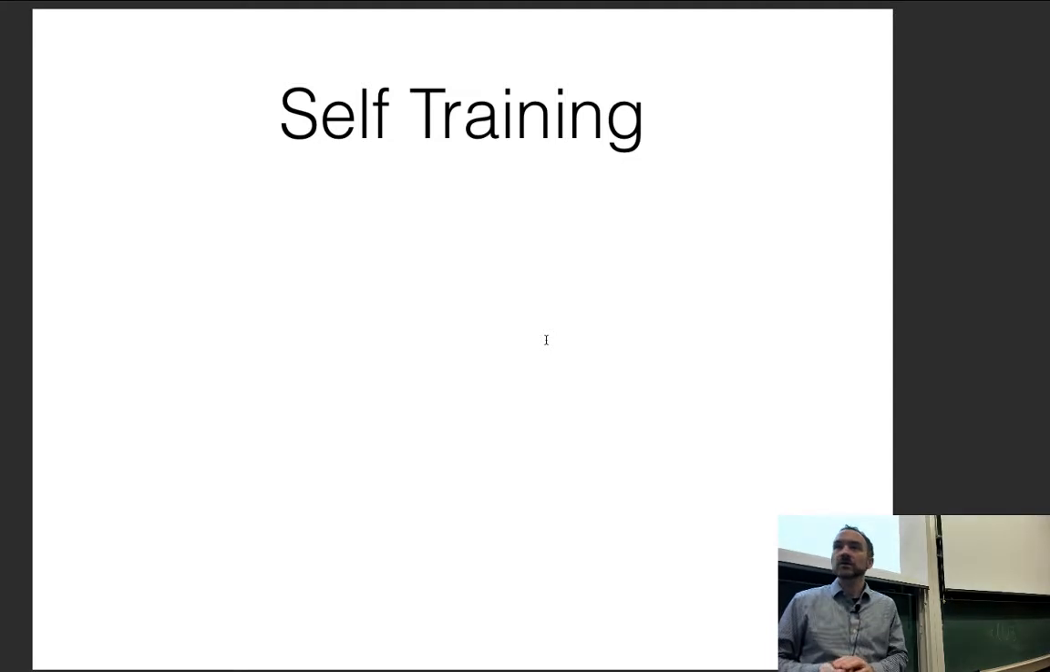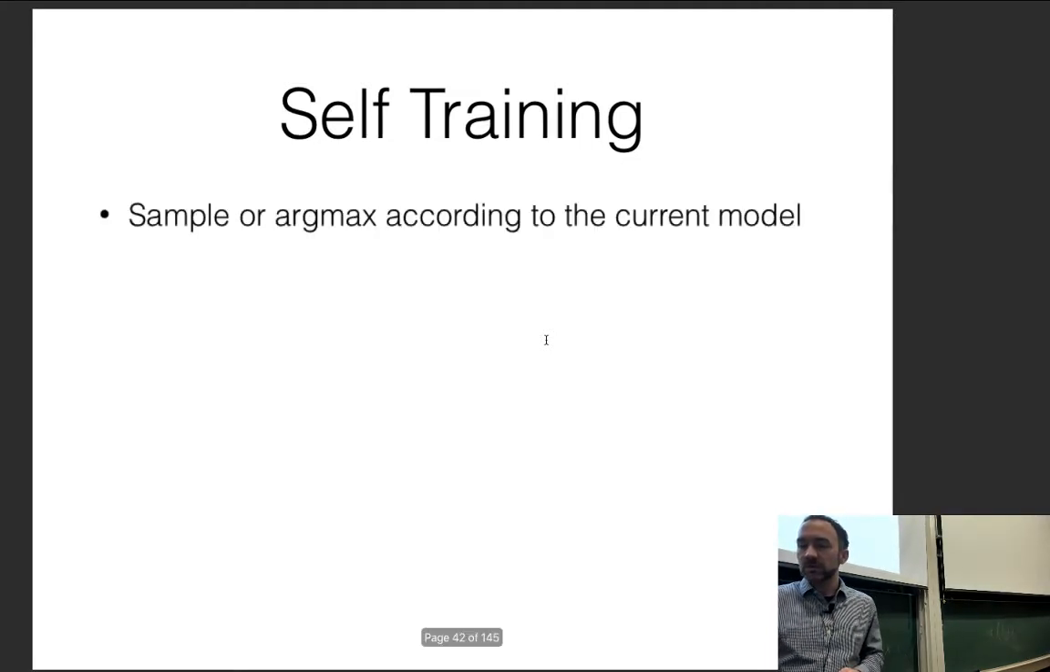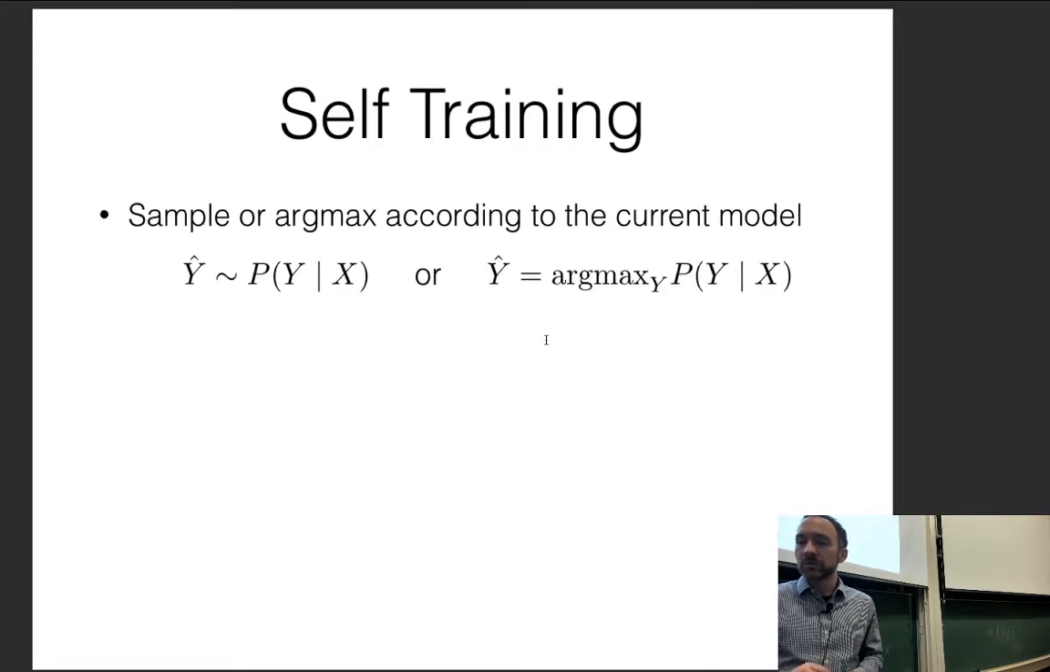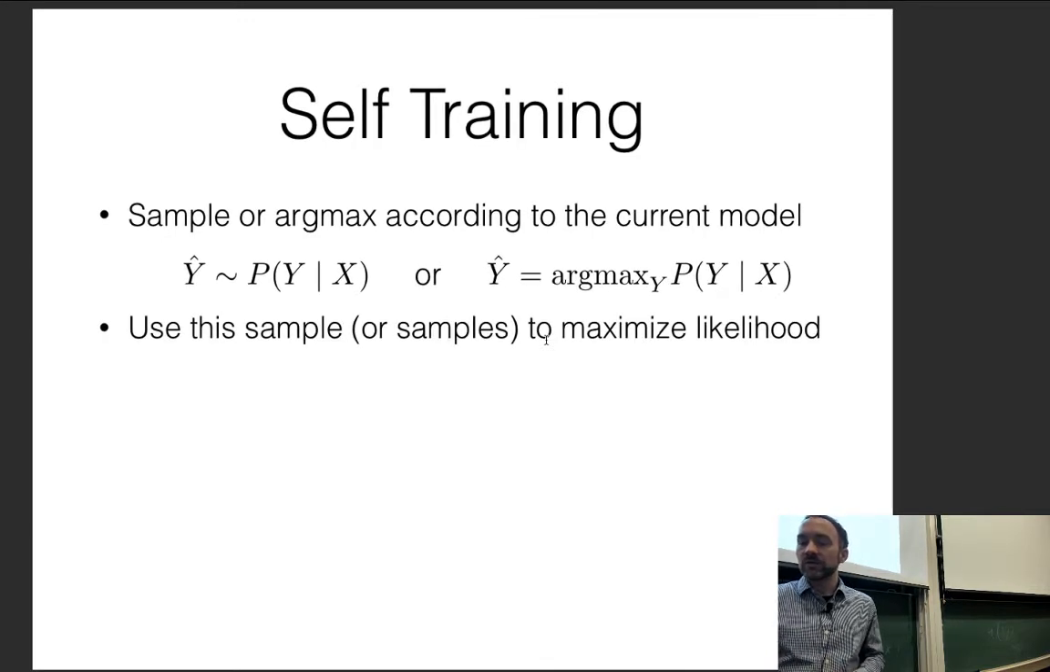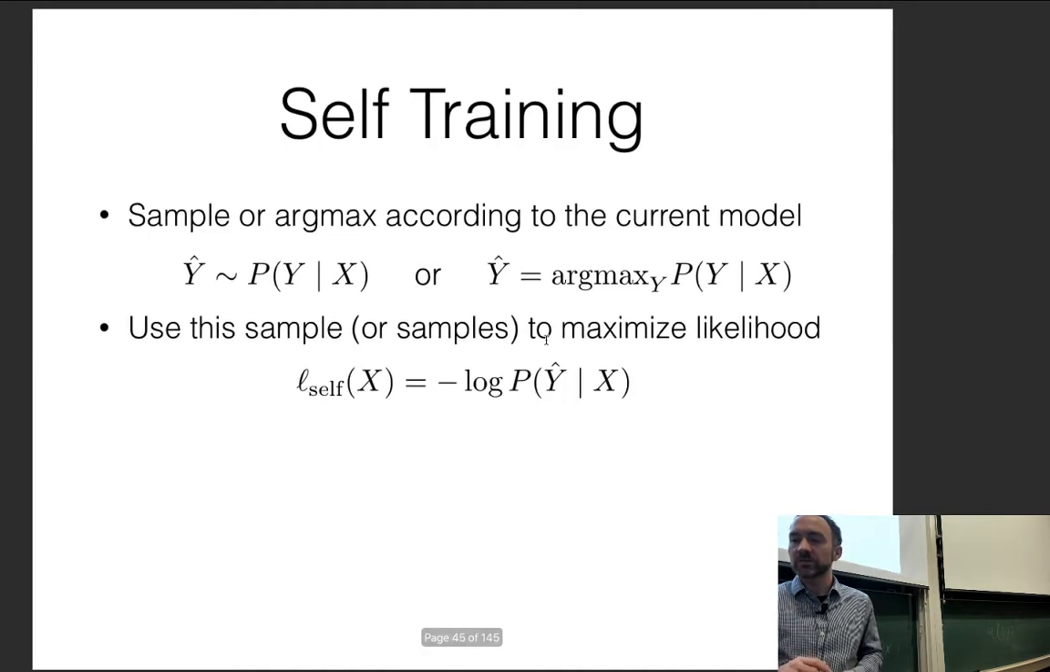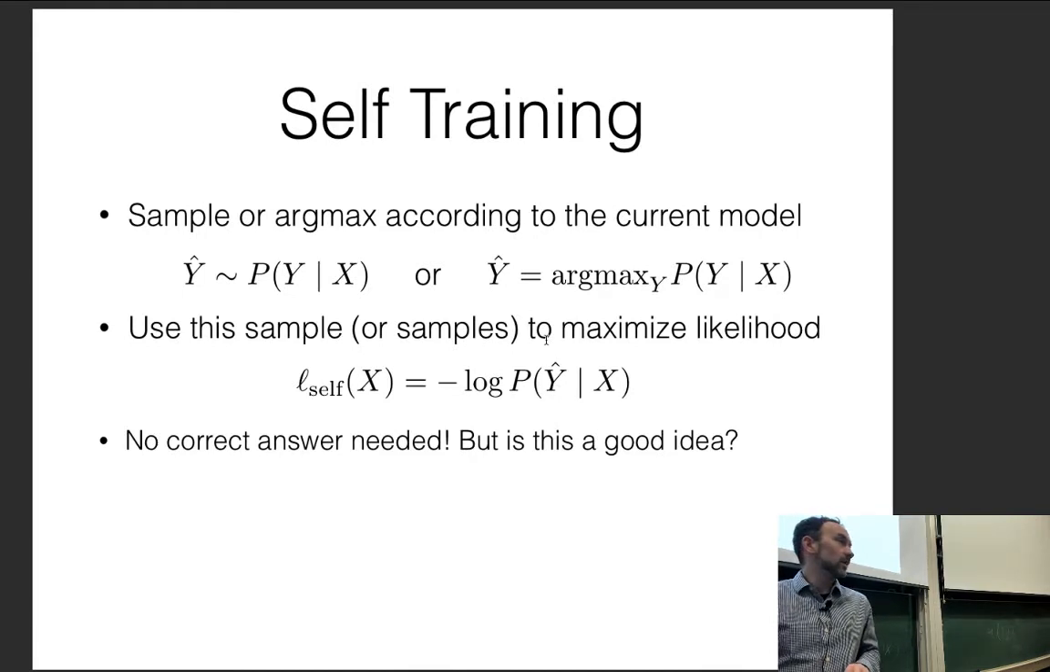So next is self-training. In self-training, you can sample or argmax according to the current model. So basically, you get an output y hat according to the current model, and then you use this sample or samples to maximize likelihood. Instead of maximizing likelihood according to the true output, you maximize the likelihood according to the generated output. One really nice thing about this is you actually don't need any correct y, right? You're just optimizing towards y hat. So that's really good because maybe you have unlabeled data.